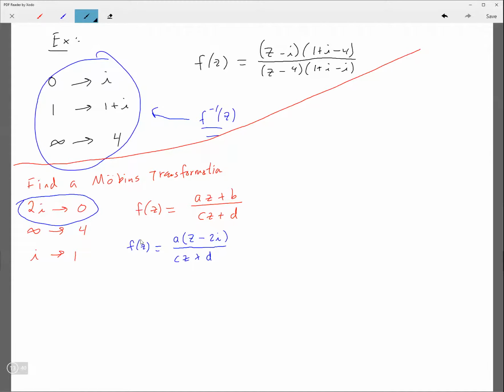Okay, now let's look at this part right here. After we've got that far, what will guarantee that infinity will map to 4 right here? First of all, if this is my function right here, what is f of infinity going to be? If I plug infinity in here, what's it going to be?